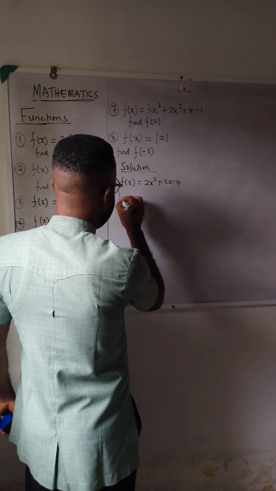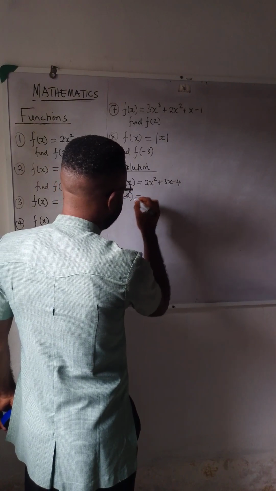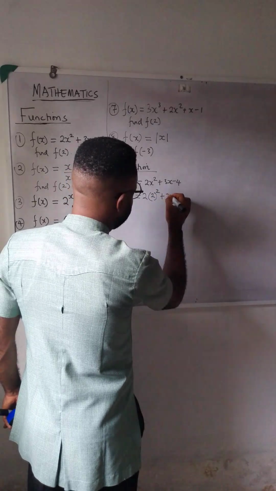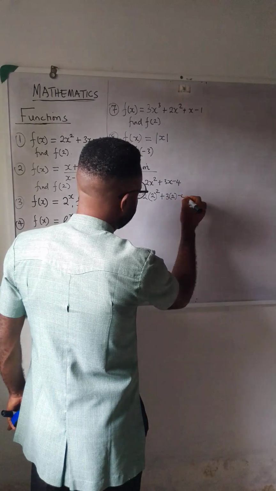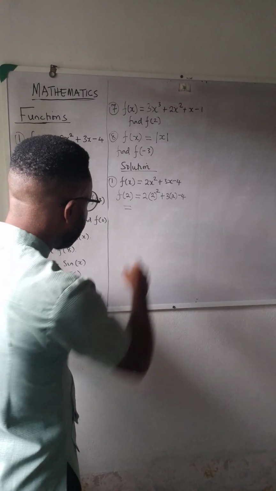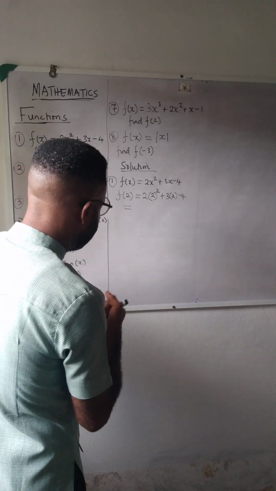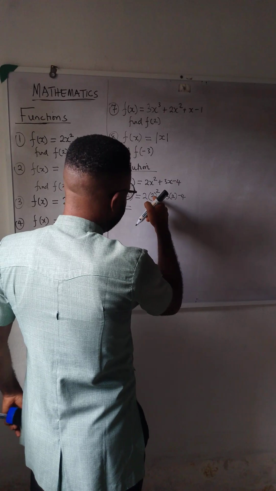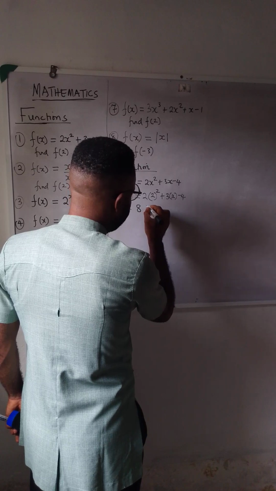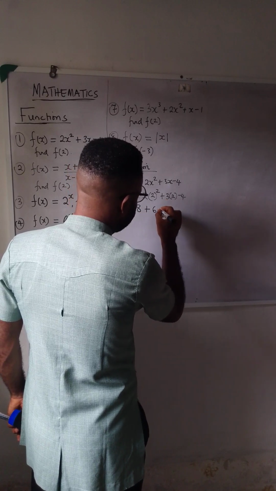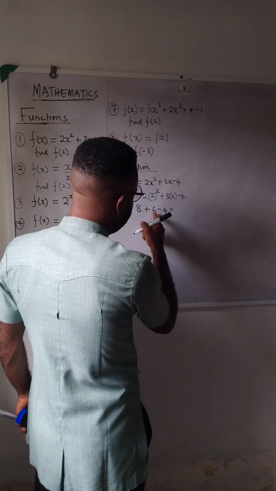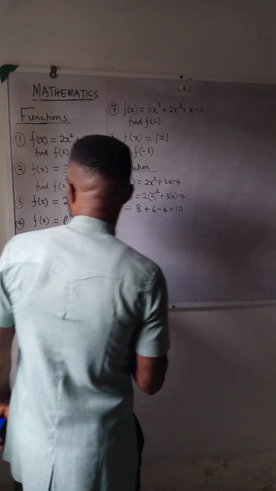So our f of 2 will be equal to 2 into 2 raised to power 2, plus 3 into 2, minus 4. 2 raised to power 2 is 4. 4 times 2 here will give us 8. So we have 8 plus 3 times 2 is 6, minus 4. So this will be equal to 8 plus 6 is 14. 14 minus 4 is 10. So we are done with that.